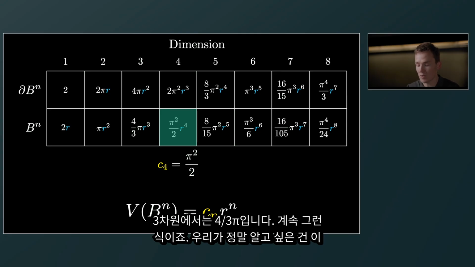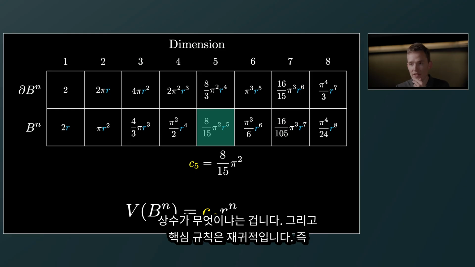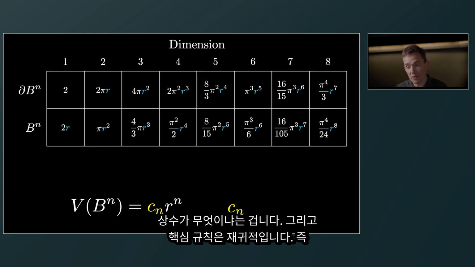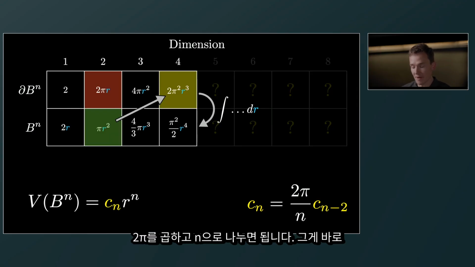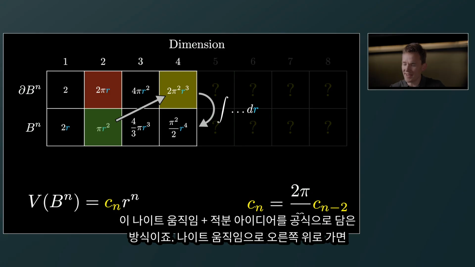What we really want to know is, what is this constant? And the key rule that we have is a recursive one. It's saying, if you want to know that constant in some dimension, look 2 dimensions earlier, and it should be the same as taking that, but multiplying by 2 pi and dividing by n. And that's the formulaic way of basically capturing this Knight's move and integrate idea.